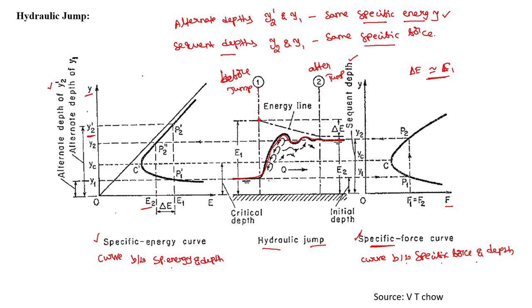One more point I would like to mention here. If you follow this dash line, this red line, this is the initial depth, which is y1. And if you follow this line, at section 2, if you mark this point, the corresponding depth is called the depth after the jump. So here y1 is the depth before the jump, and y2 is the depth after the jump.